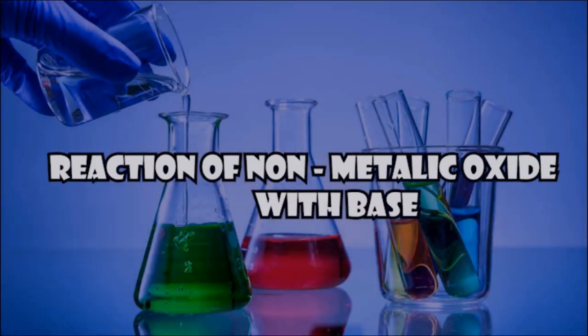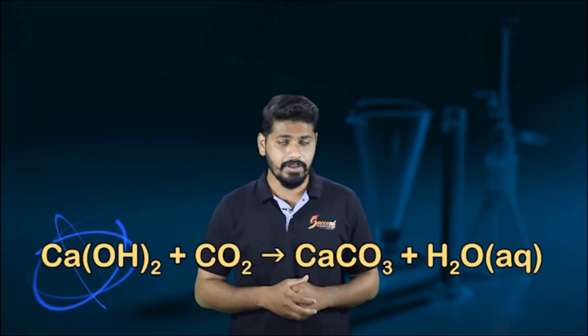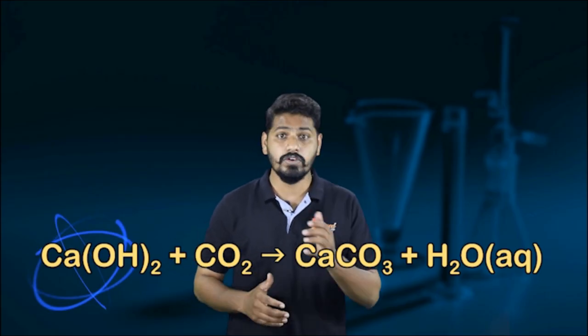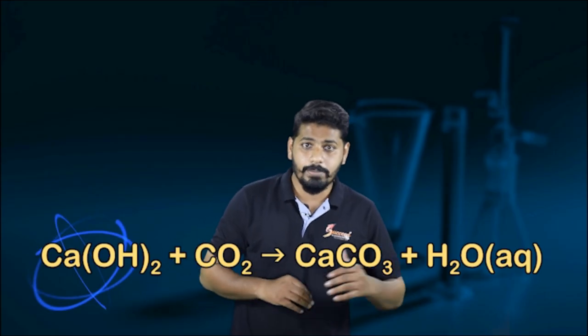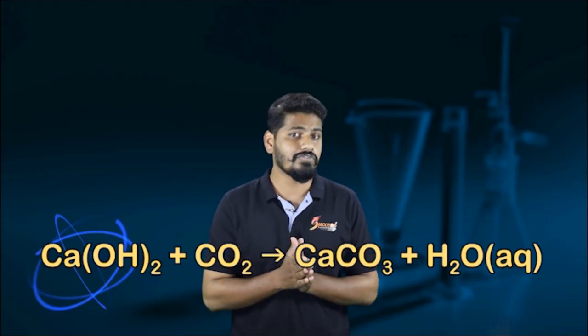Now let's see what happens when a non-metallic oxide reacts with a base. Keep this in mind, non-metallic oxide is acidic in nature. Already I told you that when acid and base react, it forms a salt, right? So non-metallic oxide is acidic. When it is reacted with a base, it forms a salt along with the formation of some amount of water. Let me give an example. When calcium hydroxide is reacted with carbon dioxide, it forms calcium carbonate along with the formation of some amount of water.